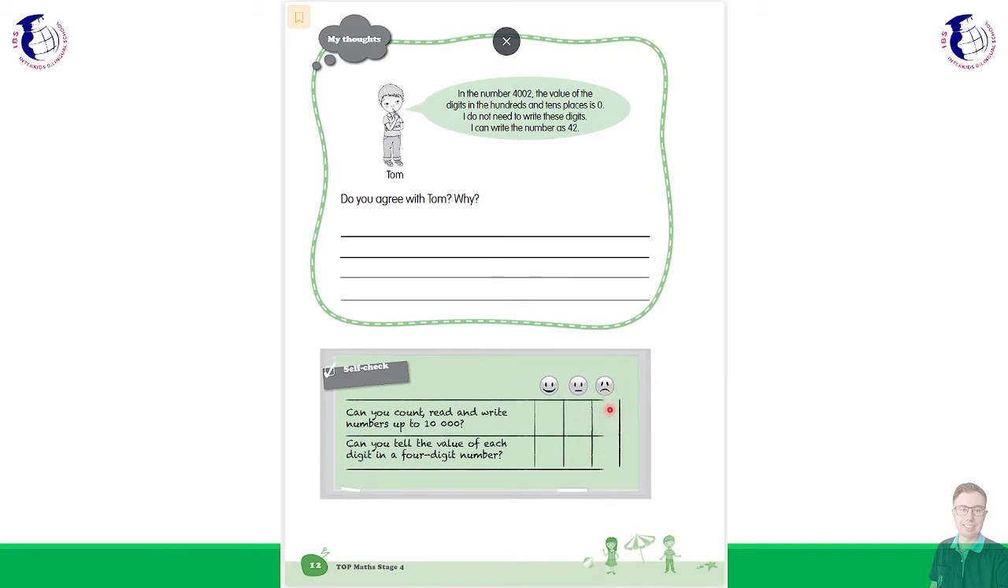If you are ticking the sad face, it's best to come and see me or contact me, and I'll see if I can give you a little bit of extra help or some extra learning to do to help you catch up. And then finally, can you tell the value of each digit in a 4-digit number? Okay, so if you're confident in doing that, same again. If you're not so confident, tick the sad face.